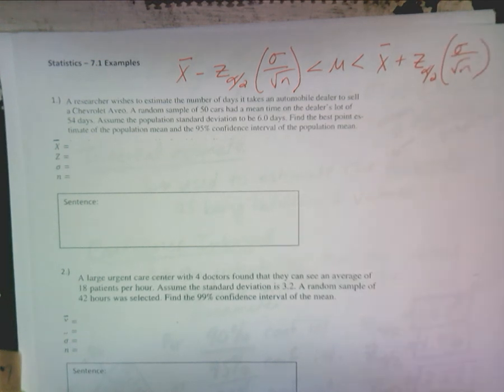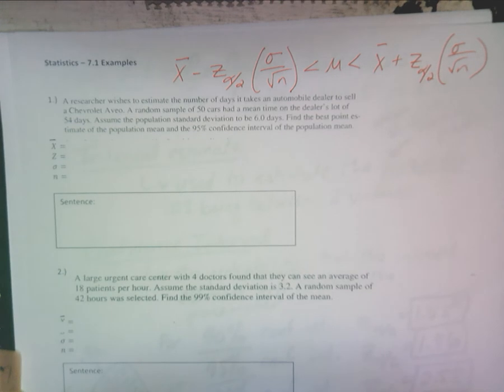I am rewriting this at the top just because I don't want to keep going back and forth to my notes. So, number 1: a researcher wishes to estimate the number of days it takes an automobile dealer to sell a Chevrolet Aveo. A random sample of 50 cars had a mean time on the dealer's lot of 54 days. Assume the population standard deviation to be 6.0 days. Find the best point estimate of the population mean and the 95% confidence interval of the population mean.